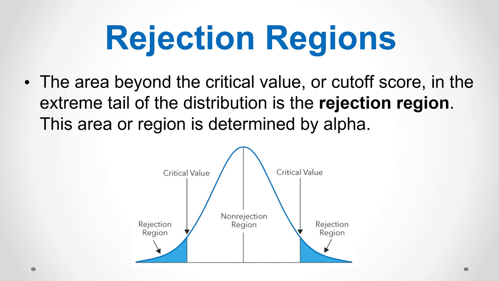These cutoff scores are what separate the two regions we talked about earlier: the region with sample means that are likely if the null hypothesis is true, or what we like to call the non-rejection region, and the region with sample means that are very unlikely if the null hypothesis is true, or the rejection region.